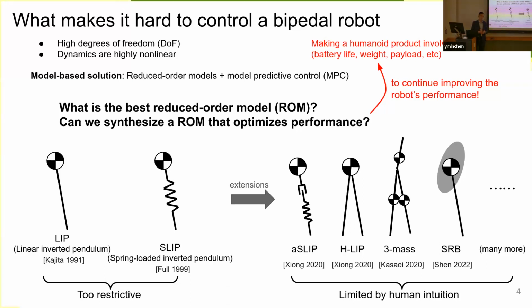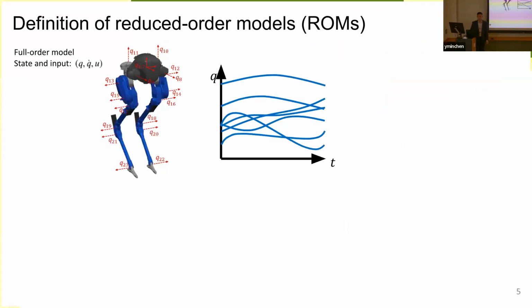Currently, making a humanoid robot involves many trade-offs. We want to maximize battery capacity, but we want to reduce the weight. We want to increase the payload, etc. So being able to optimize the reduced model, or just in general optimize anything, can continuously improve the robot performance. Okay. So the talk will revolve around reduced models.